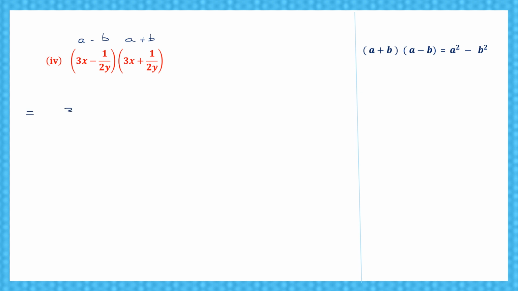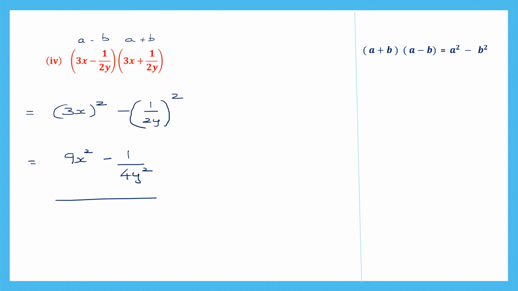So what is a? 3x. a square will be (3x) square, minus what is b? 1 by 2y, and what is b square? (1 by 2y) the whole square. So now let's square it up. 3 into 3 is 9, x into x is x square, minus 1 into 1 is 1, (2y) square will be 2 into 2, 4, y into y, y square. So what is our answer? 9x square minus 1 by 4y square.